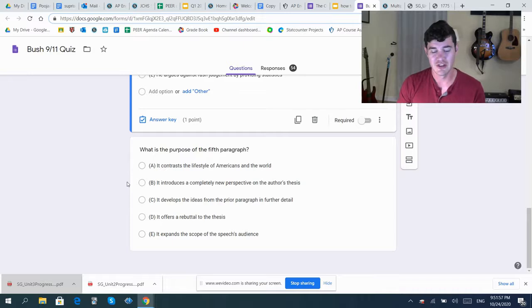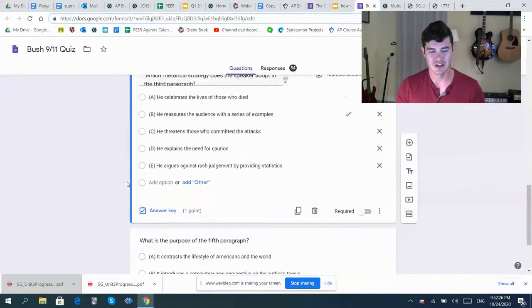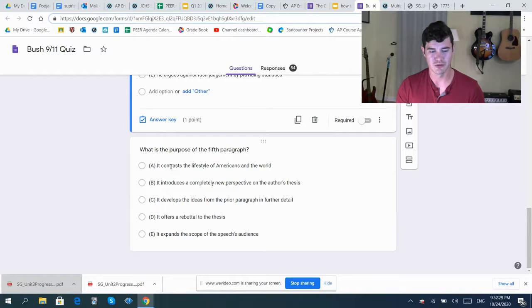That one's a good distractor, though, if I can pat myself on the back, because the fifth paragraph is about other people across the world giving America support. So the point was, though, it's expanding the audience, and they love to have questions that deal with who the audience is. And I don't know where I'm going with that, other than this is another one where you should look at the strong rhetorical verb: contrasts, introduces, offers, develops, expands. All strong rhetorical verbs.